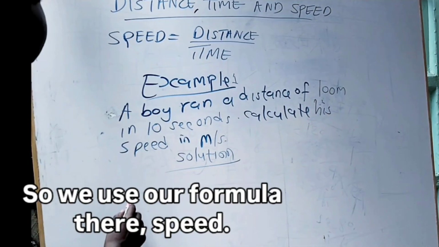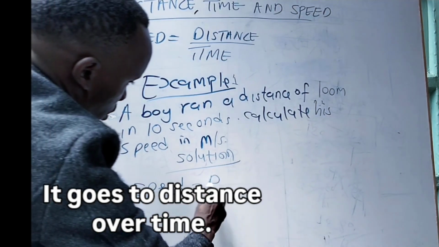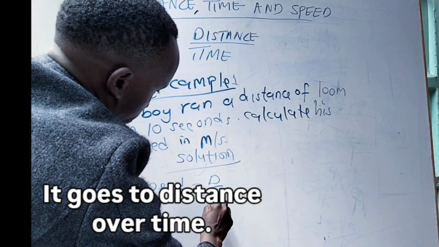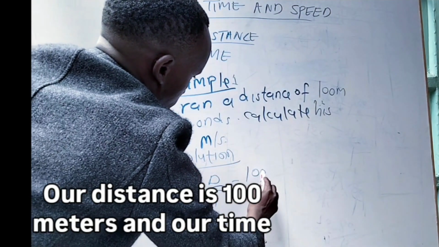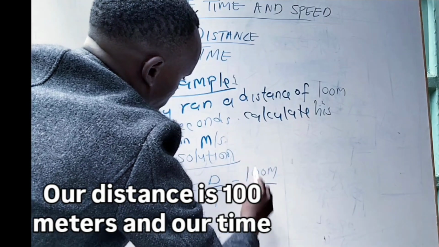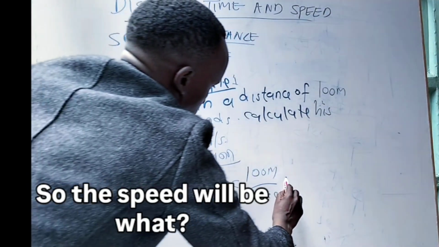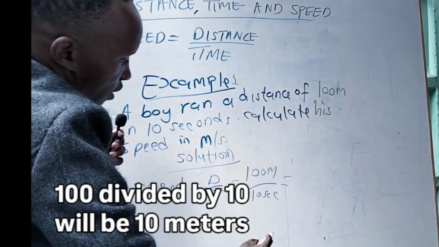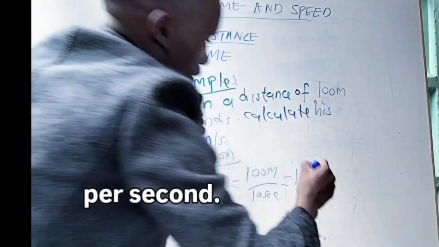So we use our formula there. Speed equals distance over time. Our distance is 100 meters and our time is 10 seconds. So the speed will be what? 100 divided by 10, it will be 10 meters per second.